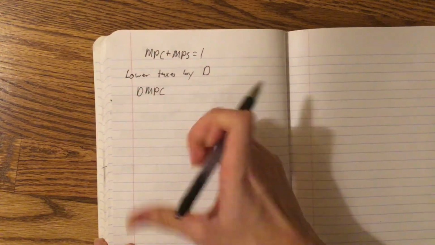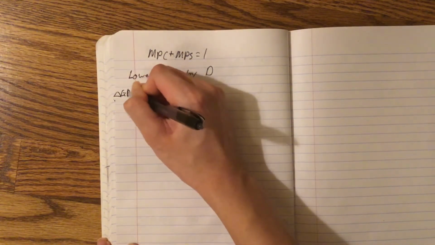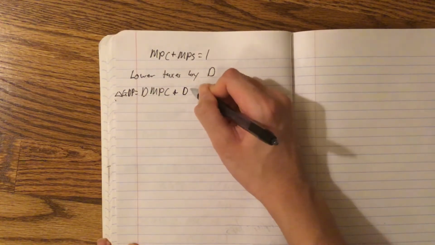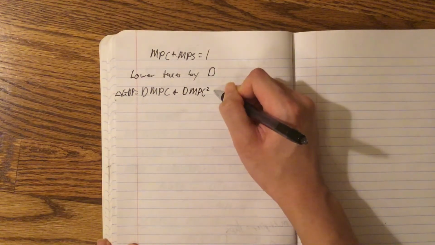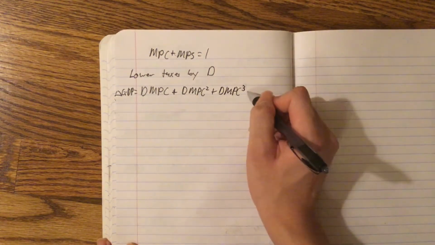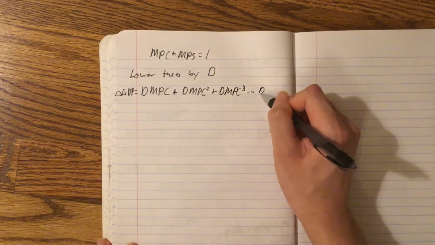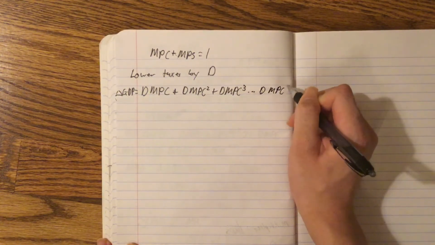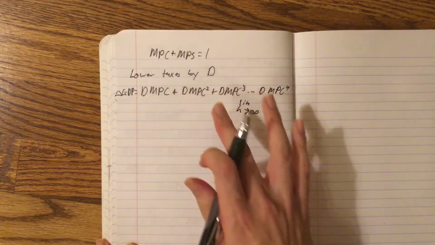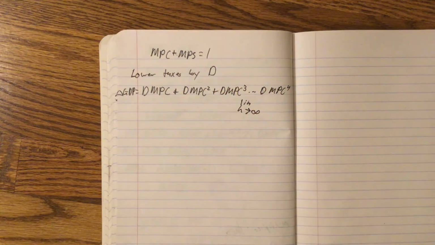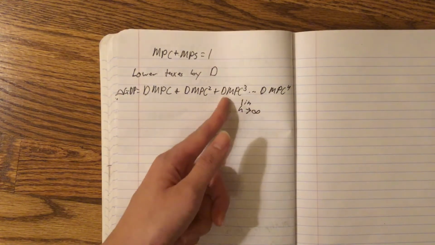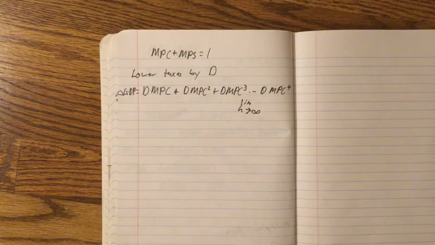So let me write the change in GDP equals that plus D MPC squared plus D MPC cubed, and so forth, all the way to D MPC to the n, limit as n approaches infinity, because we're going to assume that there are multiple spending rounds. So this money goes to one person, this person will spend some of it and save some of it, and this goes on an infinite amount of times.